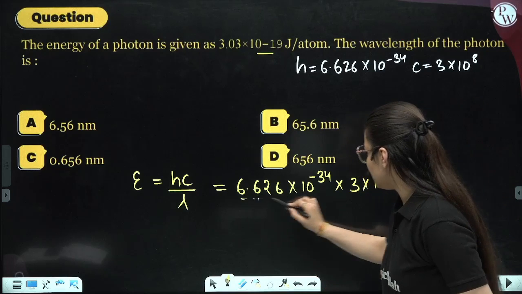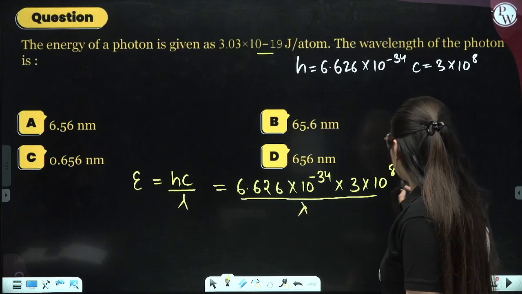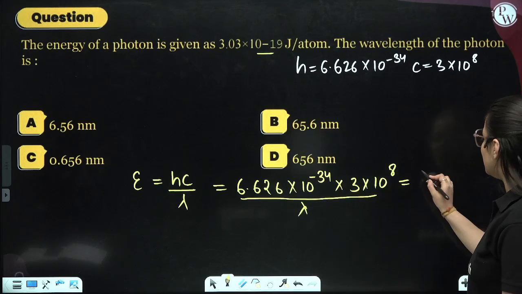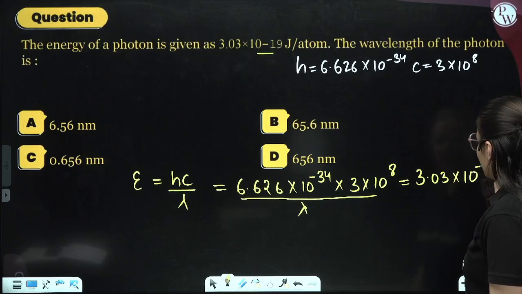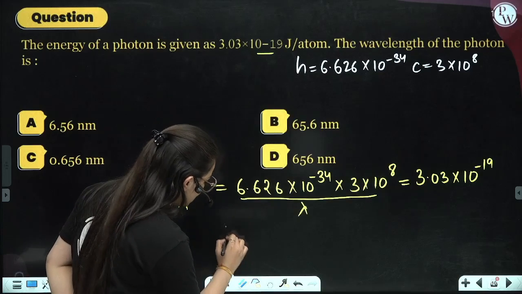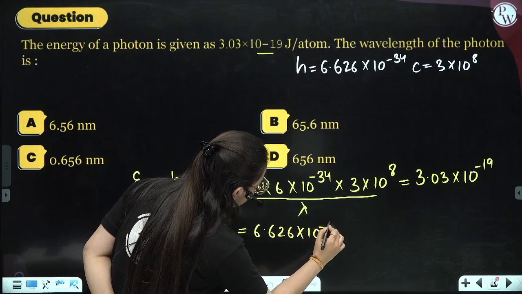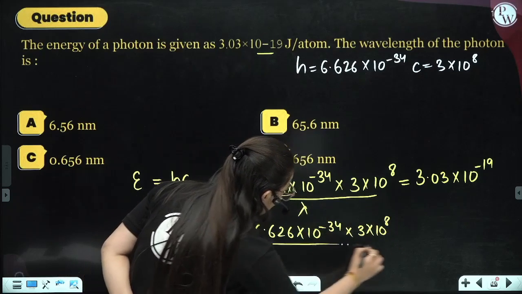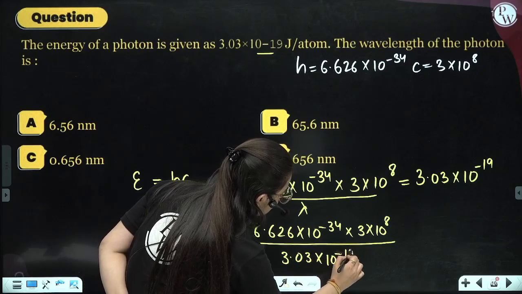see, here we don't know the value of wavelength. We need to find out the value of wavelength. But yes, we know the value of energy. What is the energy of the photon? It is 3.03 into 10 raised to the power minus 19. So we are going to do cross multiplication over here in order to solve such questions. Lambda shall be 6.626 into 10 raised to the power minus 34 into 3 into 10 raised to the power 8 divided by 3.03 into 10 raised to the power minus 19.